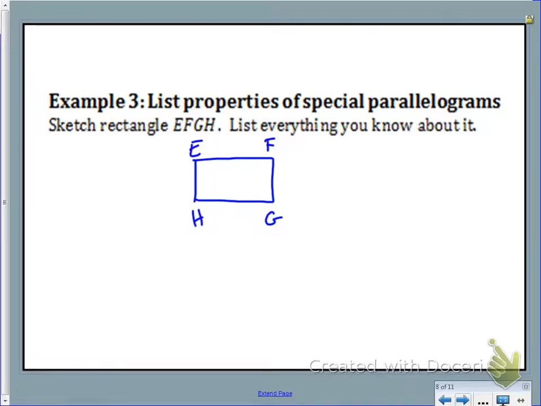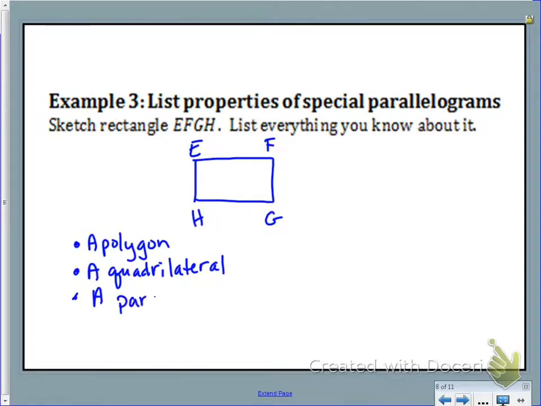Now we could go on to say that this is a polygon, or we could say that kind of information, which is fine. So a polygon. It's also a quadrilateral because it has 4 sides. We can also go on to say that it's a parallelogram. Now, because it's a parallelogram, we need to list everything we know about any parallelogram. So we're going to be specific to the picture here.